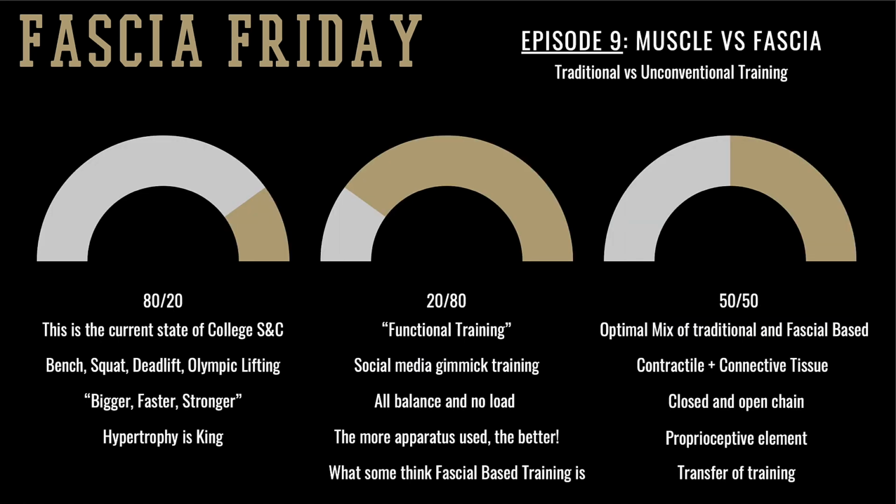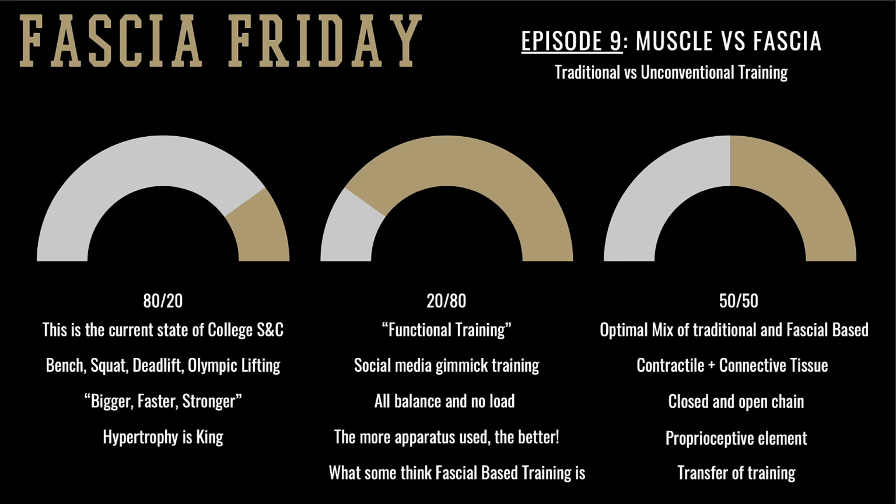Now, if we look at the current state of strength and conditioning, I feel like we really love and emphasize the traditional strength model. Bench press, squat, deadlift, clean. We chase 1RMs. We want our athletes to, he improved his 1RM by 20 pounds. He gained this amount of muscle mass. For me, the continuum here is probably 80% of the focus right now in college sport. It's bigger, faster, stronger. Hypertrophy is king.